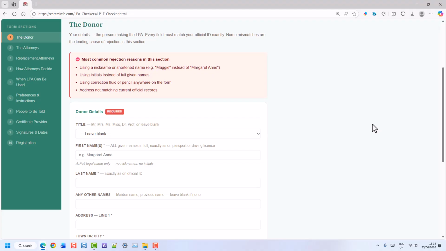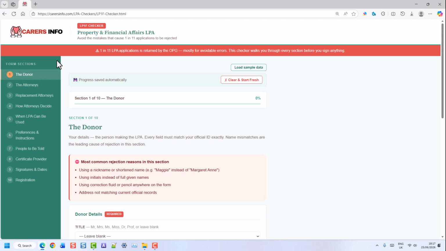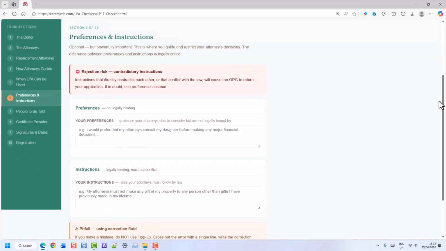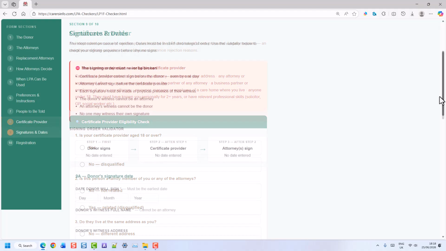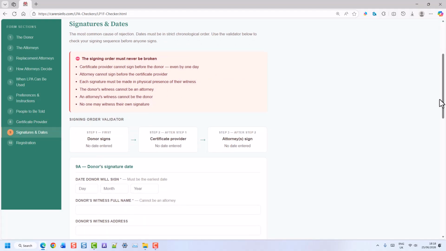Here is how it works. The checker walks you through every section of the LP1 form, one section at a time. For each section, it tells you exactly what to check, what the common mistakes are, and what a correct entry looks like. It flags the sections that most often cause applications to be returned, including the Instructions and Preferences section, the Certificate Provider section, and the Signatures and Dates section.